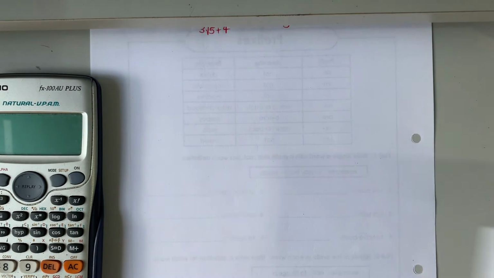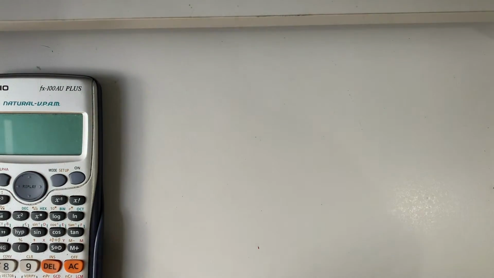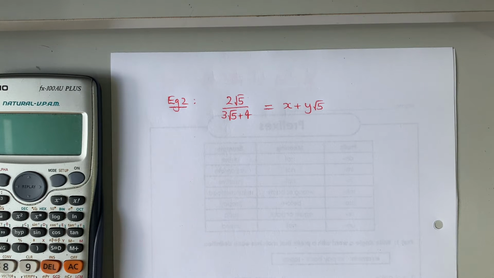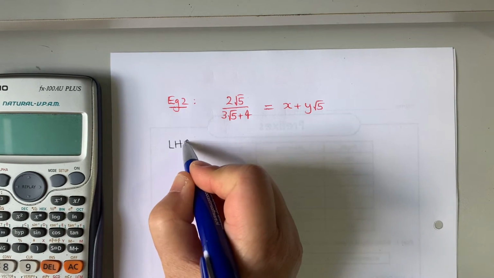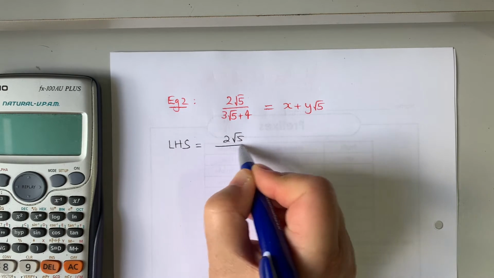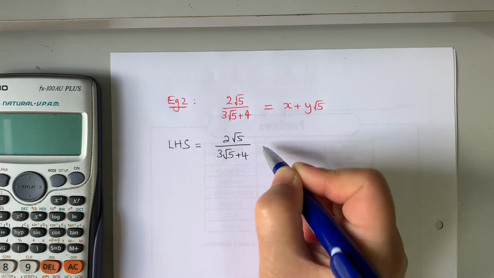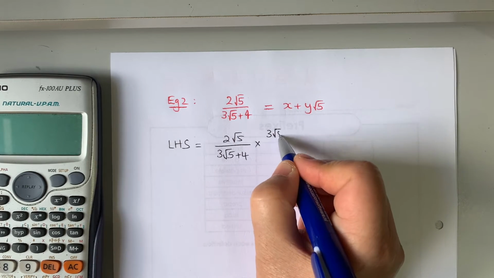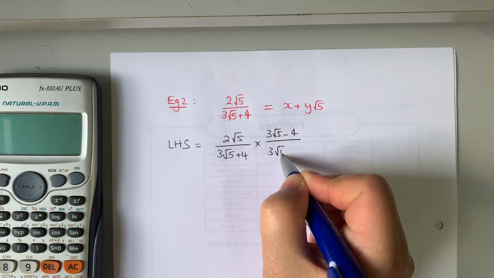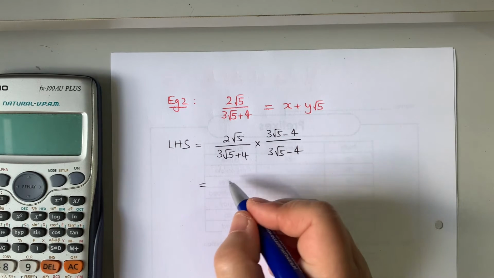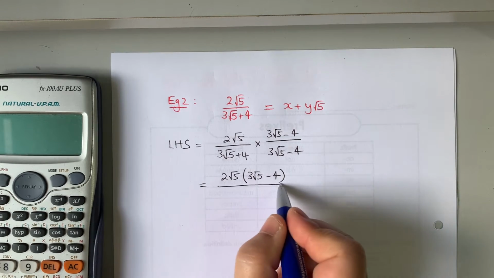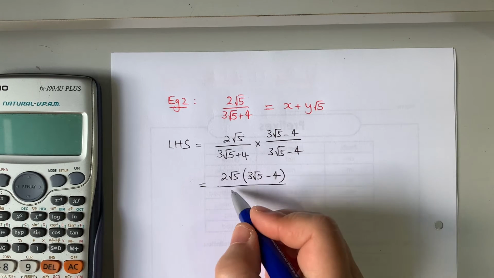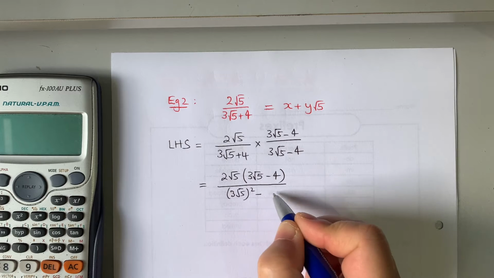The second example, so we've got 2 root 5 on 3 root 5 plus 4 equals x plus y root 5. So again, starting from the left, and rationalize that. So times top and bottom by the conjugate. Minus 4. Okay, so the top bit. The bottom bit is again a difference of 2 squares.